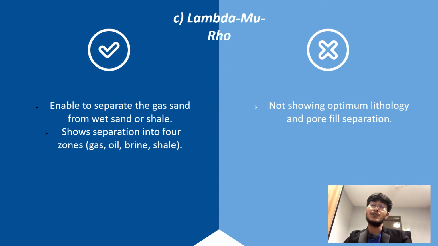Now, we will be discussing the lambda mu rho advantages and disadvantages. For the lambda mu rho, the advantage is it enables separating the gas sand from the wet sand or shale, and it also shows the separation into the 4 zones of gas, oil, brine and shale. The disadvantage of the lambda mu rho is it is not showing the optimum lithology and pore fluid separation.